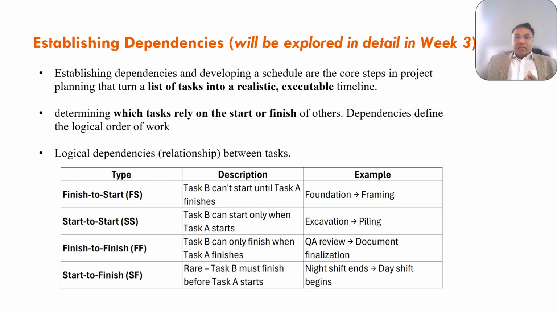Establishing the task dependency is the major step in scheduling. Dependency reflects the logical sequence of tasks, determining which task must start or finish before the other one. This ensures that work progresses smoothly and effectively.